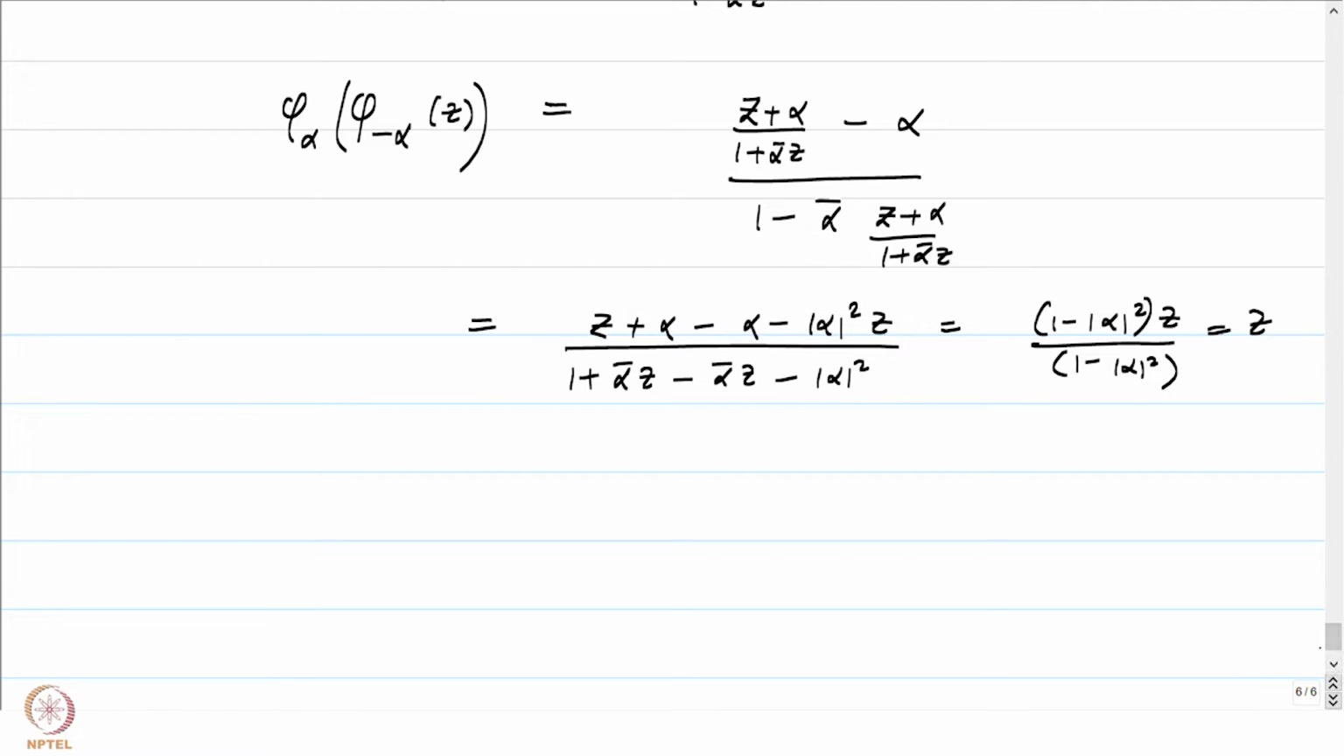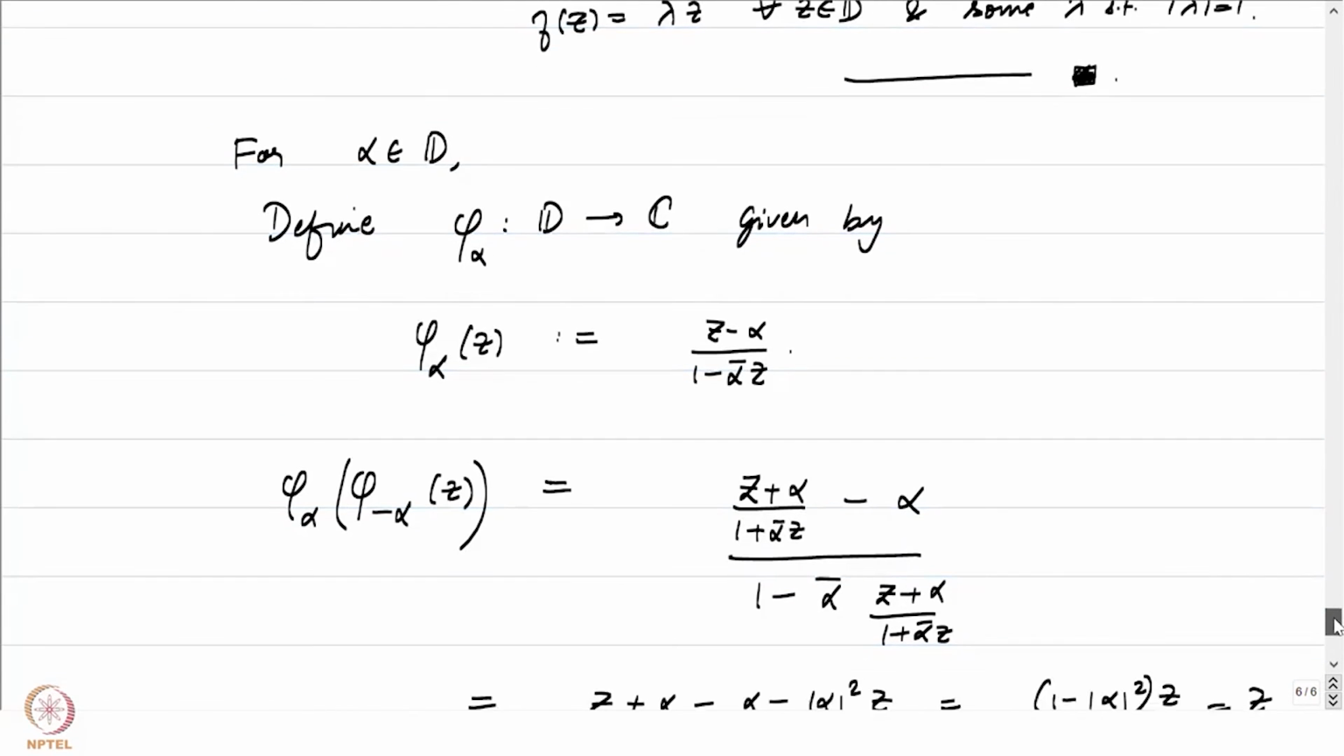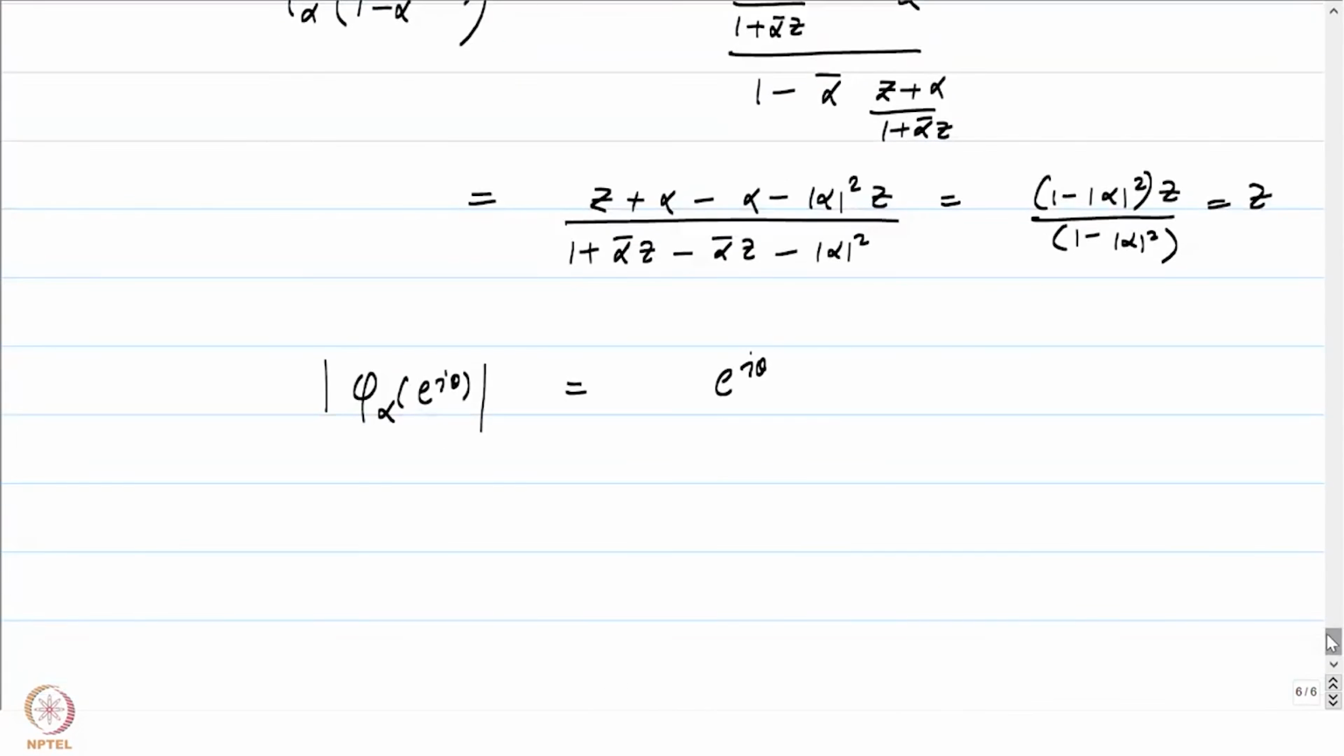Of course, phi minus alpha is also a Mobius transformation. And one more key thing to note is this: if you pick a point on the unit circle, let's see what happens to the absolute value of phi alpha there. That point is going to be e to the power i theta. What was phi alpha? Just have a look: z minus alpha by 1 minus alpha bar z. So this is going to be e to the power i theta minus alpha by 1 minus alpha bar times e to the power i theta, the absolute value of this.